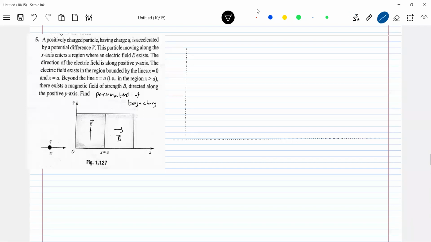So this is the x equal to a. After that, everywhere the B bar will be present. So here look at the direction. Now this is the E bar. B bar is present parallel to the x-axis. And let's see what actually happens. So here the charge particle will enter the origin with a speed v, and then because of the electric field along the y-axis, it's going to describe what path? Path will be a parabolic path.